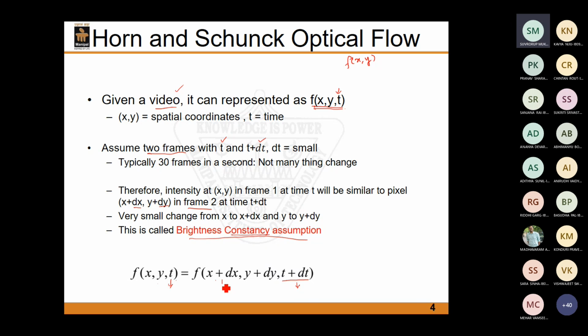Okay, x plus dx is the location to which the pixel has translated along the x direction, and dy is the amount by which the pixel location has translated along the y direction. And this is what represents the brightness constancy assumption, where you assume that the pixel values or the intensities or the brightness remain constant between two different image frames.